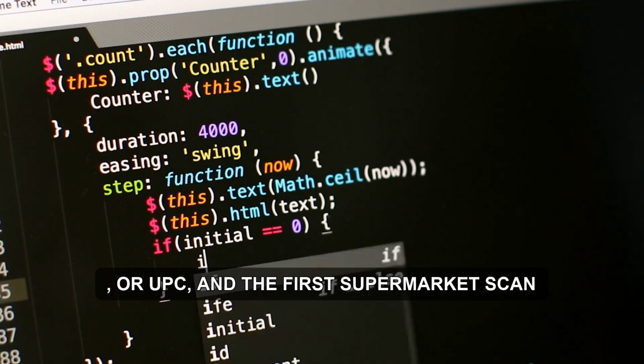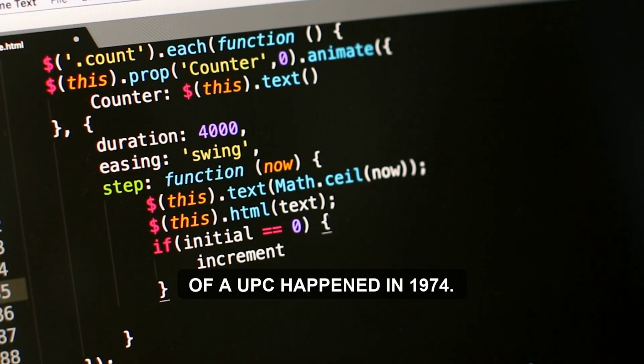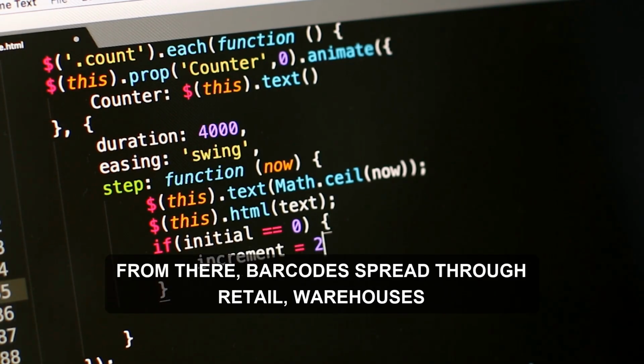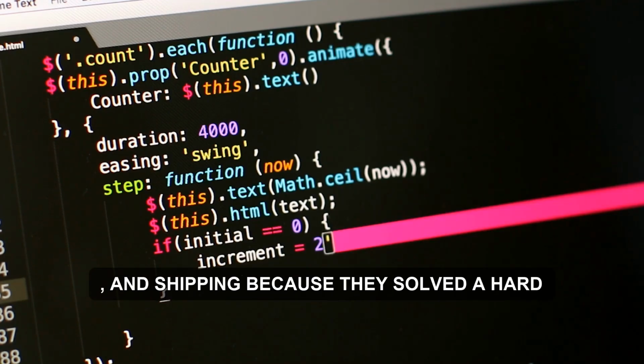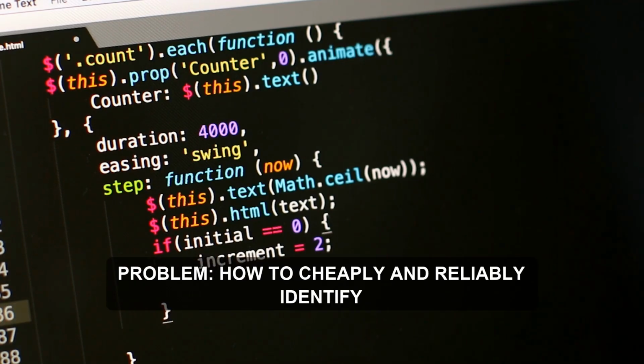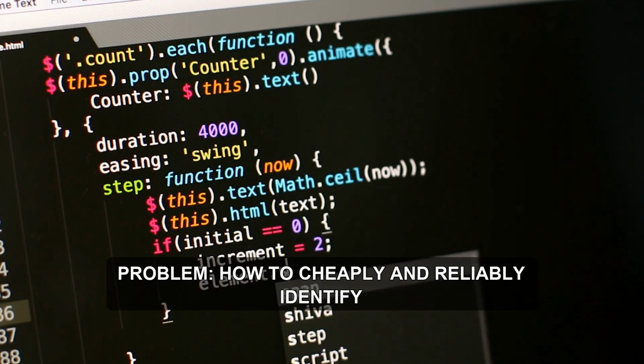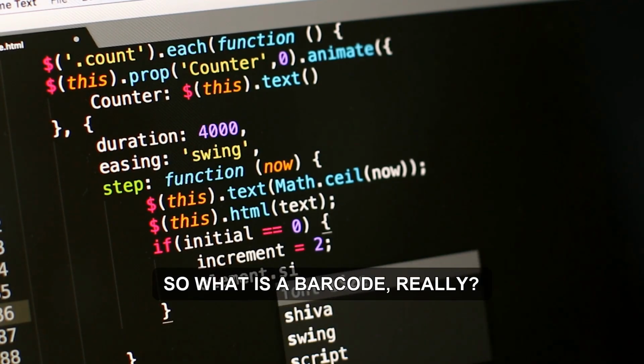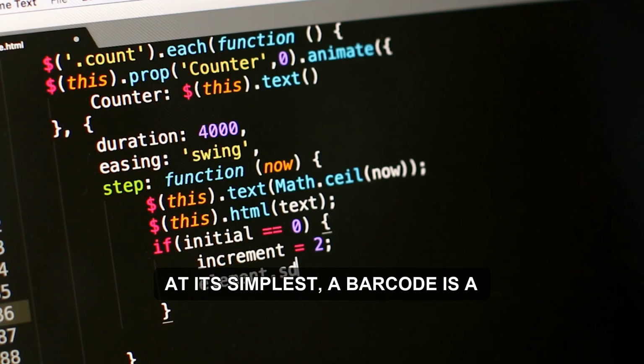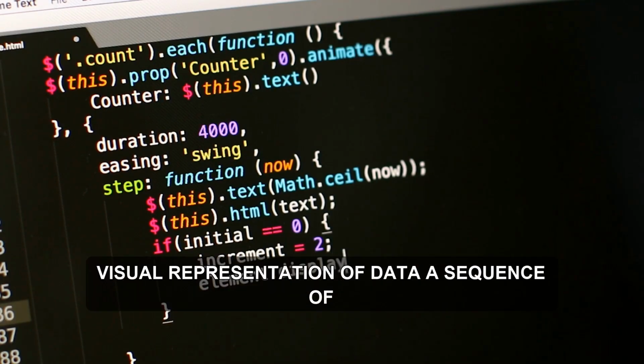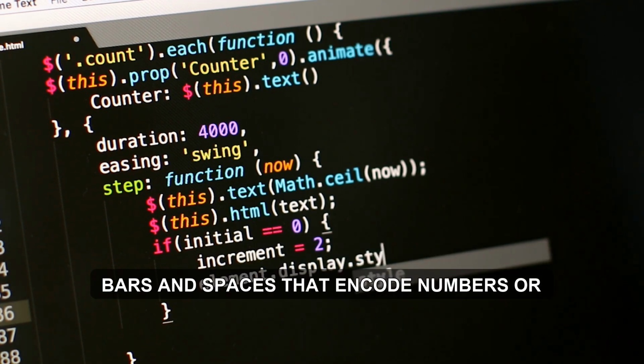Fast forward to the 1970s. IBM engineer George Laurer developed the Universal Product Code, or UPC, and the first supermarket scan of a UPC happened in 1974. From there, barcodes spread through retail, warehouses, and shipping, because they solved a hard problem: how to cheaply and reliably identify items at scale.